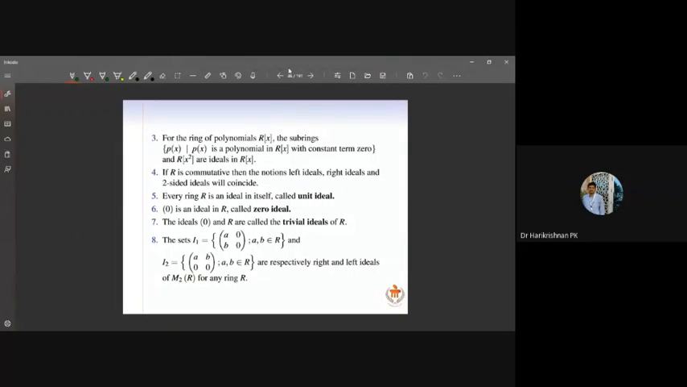Next, I am taking the set M₂(R) of all 2 by 2 matrices whose elements are from a ring R. If you take a substructure of M₂(R), the set of all 2 by 2 matrices with the second column completely 0, and another subcollection, the set of all 2 by 2 matrices with the second row completely 0, then the first one is a right ideal and the second one is a left ideal of M₂(R).